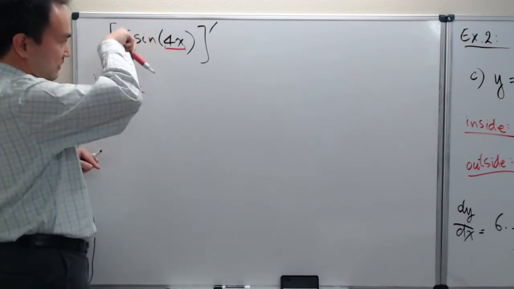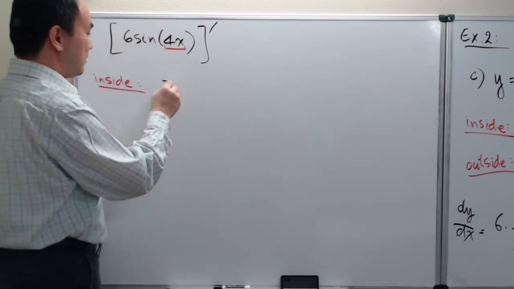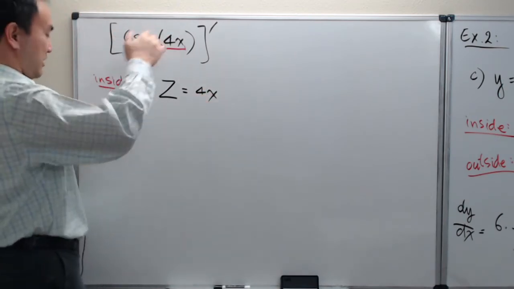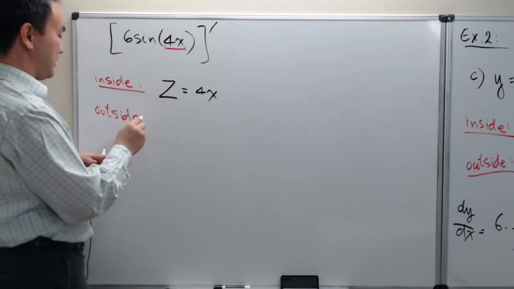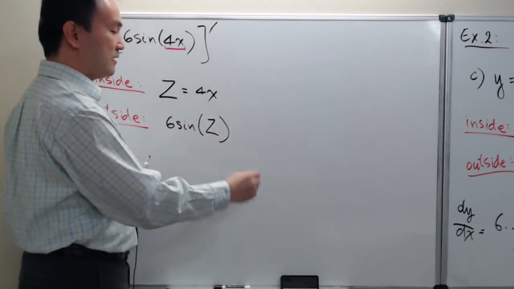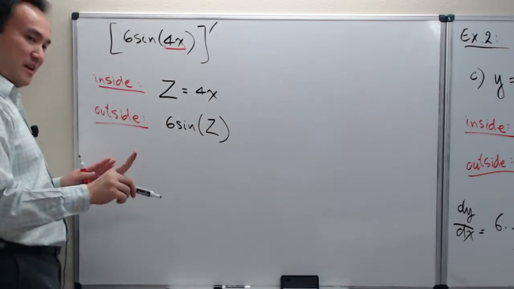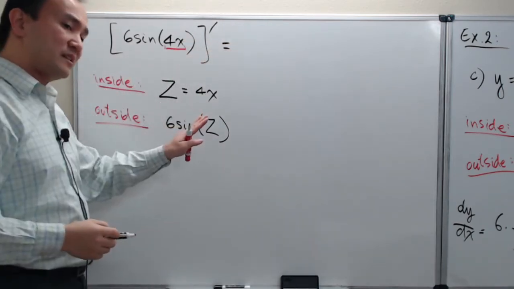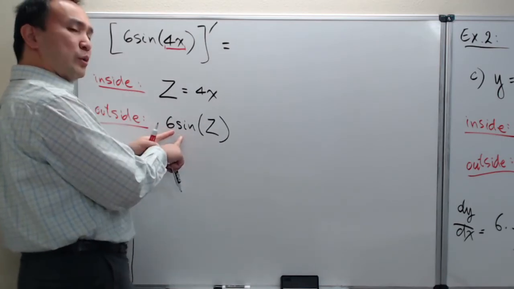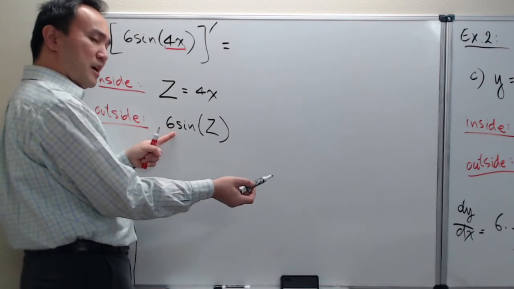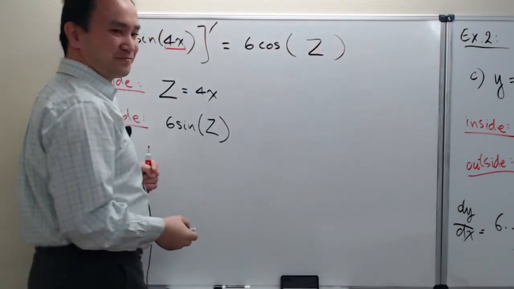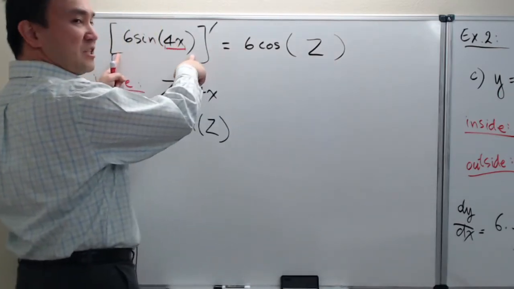On behalf of this particular one, the inside can be regarded as some big z variable. So this is a 4x, and then the outside for this particular one, I'm really going in small steps here, is 6 sine of the variable z, because all that 4x is being substituted by the big Z. Taking this derivative, another chain rule work must be used here. The derivative of the outside, which is a sine function: the coefficient stays the same, and now it's cosine of z. That's the derivative of the outside.